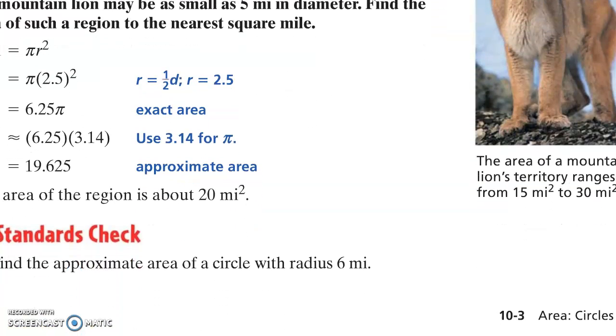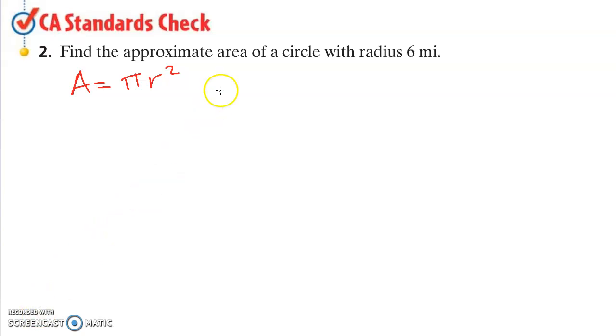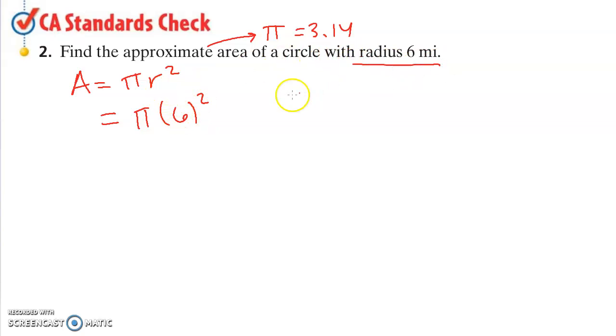All right, cool. Standards check number 2 says find the approximate area. So it's no longer exact, so we know we're going to estimate by using pi is the same thing as 3.14. Find the approximate area of a circle with a radius of 6 miles. So we're going to say pi times 6 squared, because they give us a radius in this problem, is going to be pi times 36. 36 times pi, or 3.14, would give us our answer.